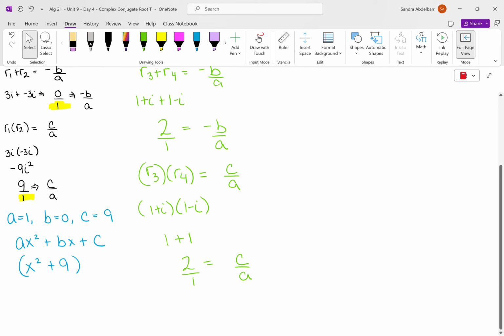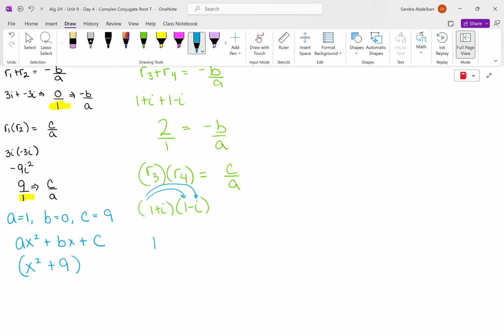I heard somebody ask how I got that. I just shortcutted it, I did it in my head. But if you FOIL this out, 1 times 1 is 1. 1 times negative i is negative i, times positive 1 is positive i, times a negative i is negative i squared. The i's in the middle cancel, and i squared is negative 1, but then you have the opposite of that, which becomes 1 plus 1. And that's 2.